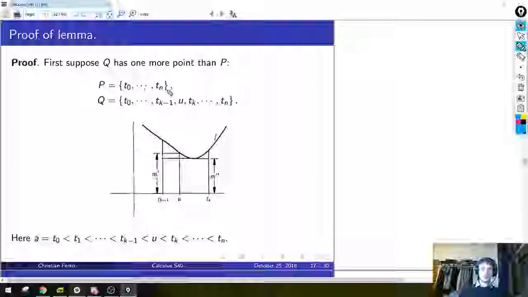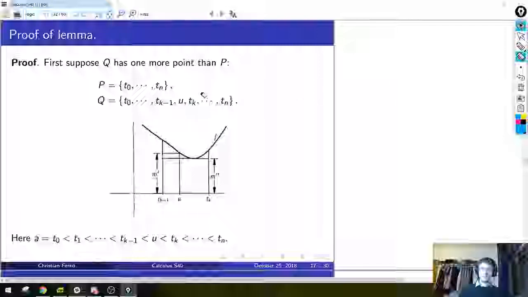Since we have to allow ourselves to inject the extra point anywhere in the sequence, I'm just going to say Q is this other partition where we inject U between k minus 1 and k, where k is completely arbitrary. So k could be 1, where we inject this point right at the beginning, or k could be n minus 1, where we inject it at the end. You can do it anywhere.